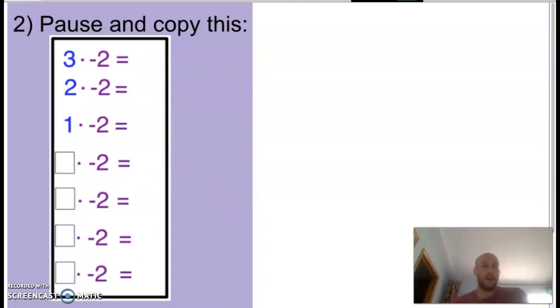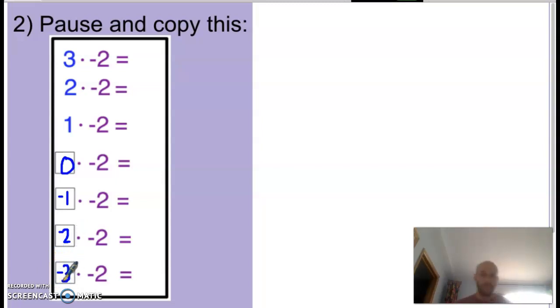Okay, so same thing. I want you to pause this video and copy this down so that you have this exactly on your paper so you can start to try to find some of the patterns. Okay, so we can see on the right-hand side of the multiplication sign, we have all -2s, right? And over here, we're going to need to find a pattern. 3, 2, 1, 0. Below 0 is -1. Below -1 is -2. And -3.